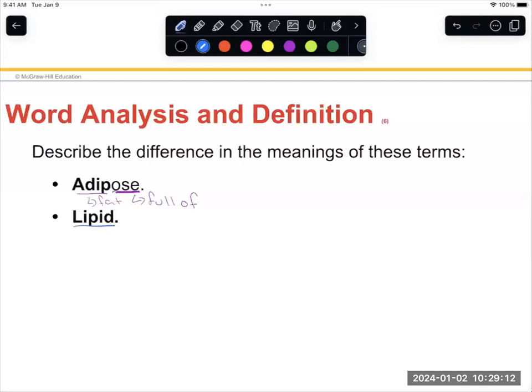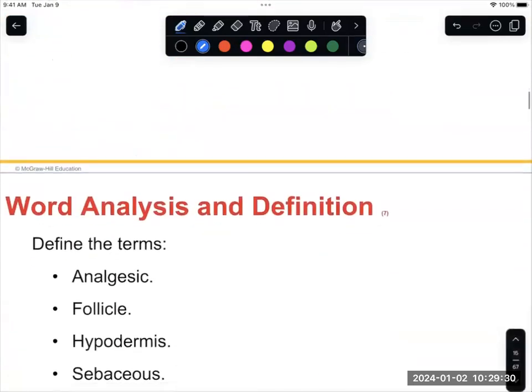Lipid. Lipid is from the Greek word for fat. So it's a general term that we use for all types of fatty compounds.